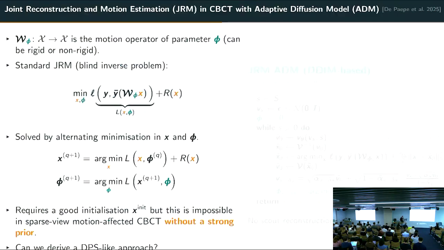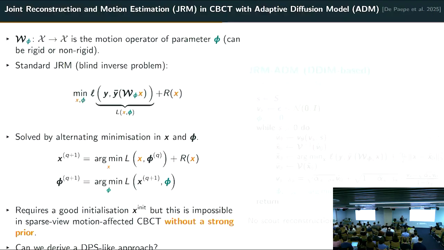So here I introduce first the motion operator, W of phi. It's an image-to-image operator that maps the image to the image affected by motion. It depends on some parameter phi, and this parameter can model rigid, also non-rigid motion if we want. The standard joint reconstruction and motion estimation can be seen as a blind inverse problem. So we estimate at the same time x and phi, x the image, phi the motion operator.